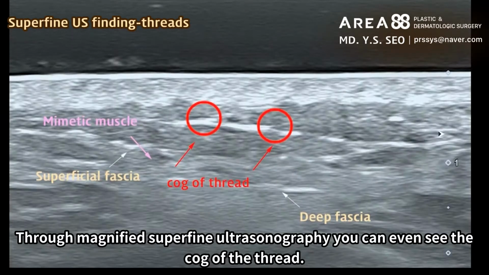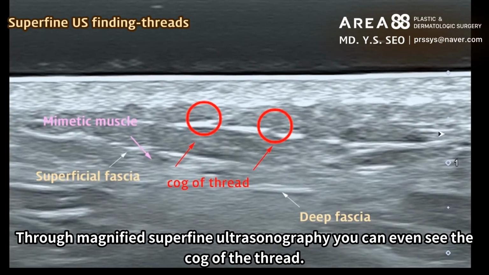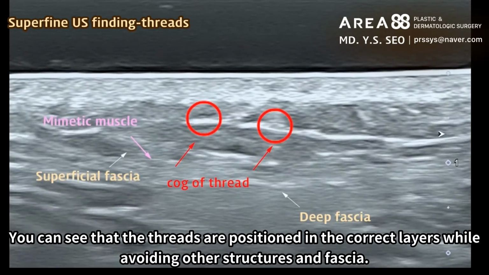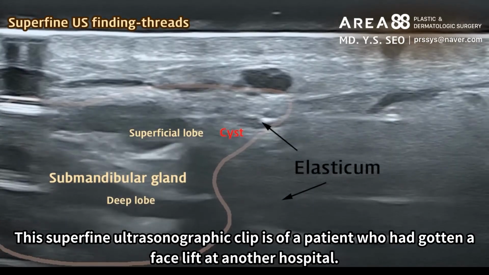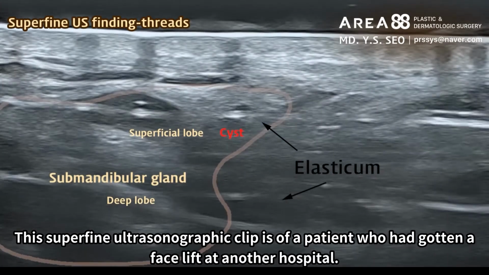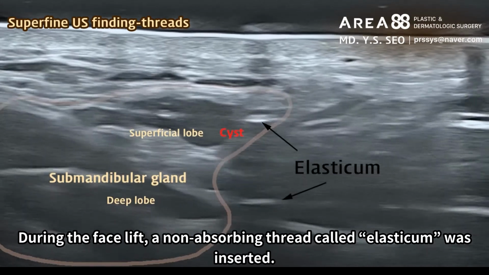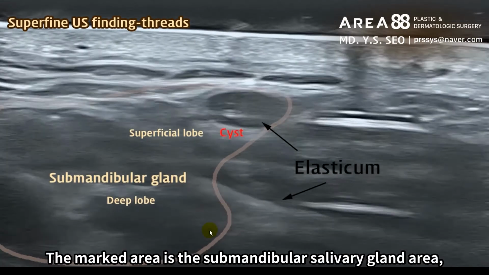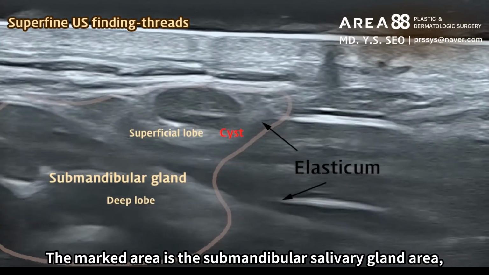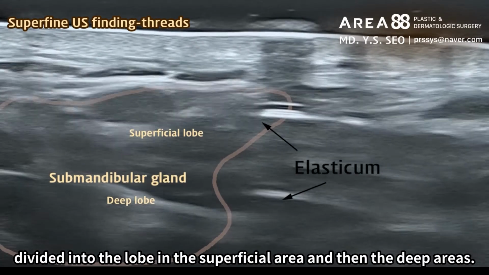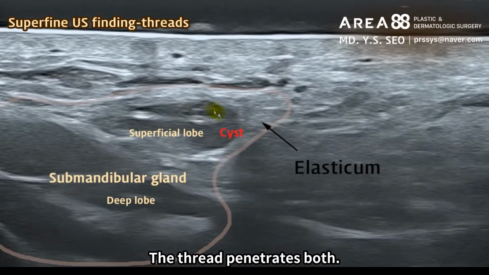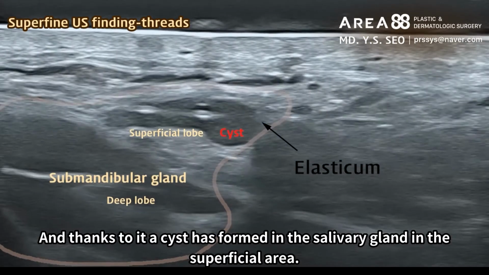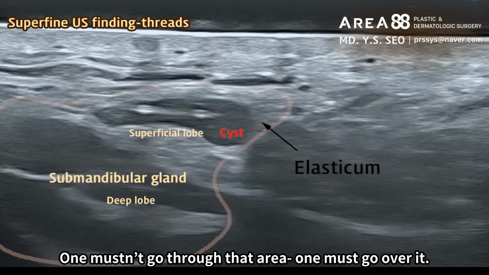Through magnified superfine ultrasonography you can even see the cog of the thread. You can see that the threads are positioned in the correct layers while avoiding other structures and fascia. This superfine ultrasonographic clip is of a patient who had gotten a facelift at another hospital. During the facelift, a non-absorbing thread called elasticum was inserted. You can see the elasticum thread passing through. The marked area is the submandibular salivary gland area, divided into the lobe in the superficial area and then the deep areas. The thread penetrates both. And thanks to it a cyst has formed in the salivary gland in the superficial area. One mustn't go through that area, one must go over it.